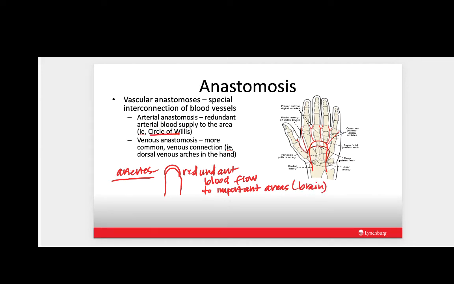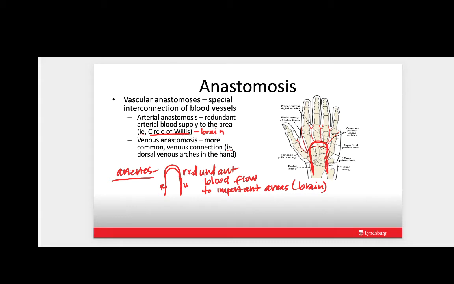So circle of Willis is a specific arterial anastomosis that we see in the brain where we have multiple blood vessels traveling in. I realize this is the hand, this is not the brain, but this is kind of showing you here. You've got radial artery, you've got ulnar artery traveling in, and then this is your connection. Here would be like radial artery coming in. This would be ulnar artery coming in, and we've got a connection between the two.